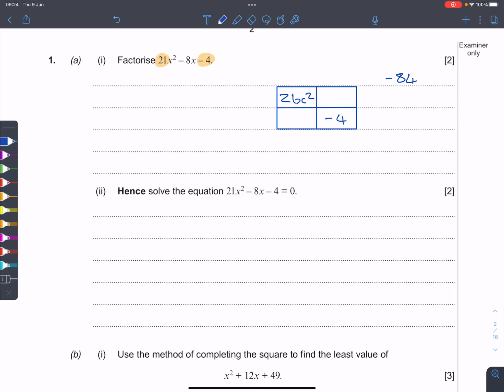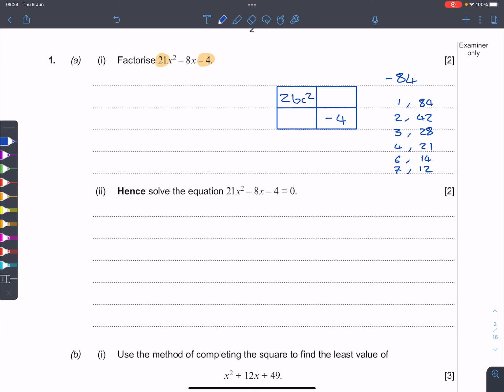So if I go through the factors of 84, I get 1 and 84. Again, I'm ignoring the negative sign at the moment. I've got 2 and 42. I have 3 and it goes in 28. Have 4 and 21. 5 doesn't go into it. 6 goes into it 14 times. 7 will go into it 12 times. 8 doesn't go into it. 9 doesn't go into it. 10 doesn't go into it. 11 doesn't. Okay, so those are all our factors.